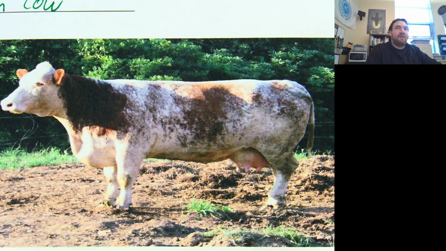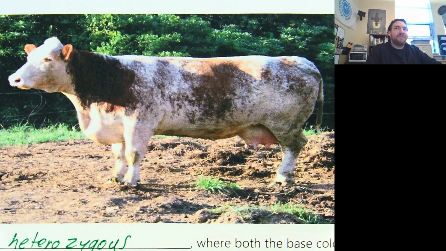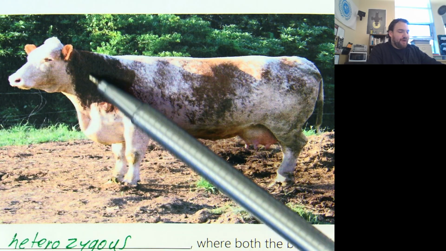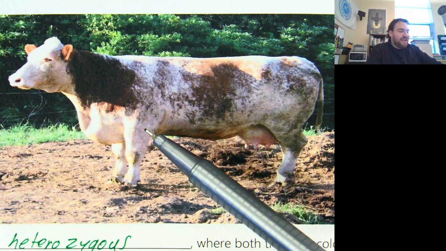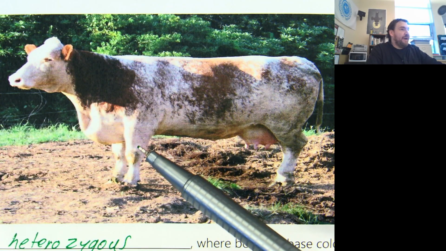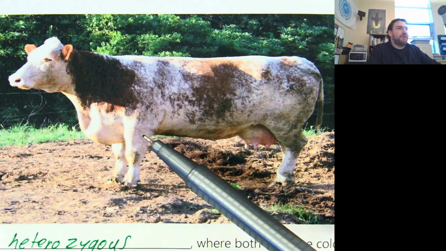So we've got a cow. This cow is two colors fully expressed. It's got some red going on. It's got some white going on. It's not a pink cow where the white and red have blended. It is a full expression of both.